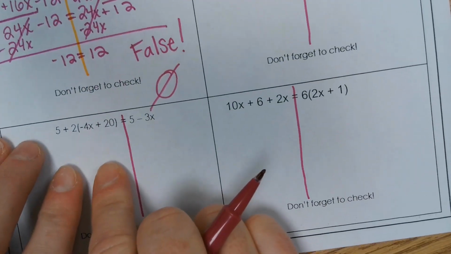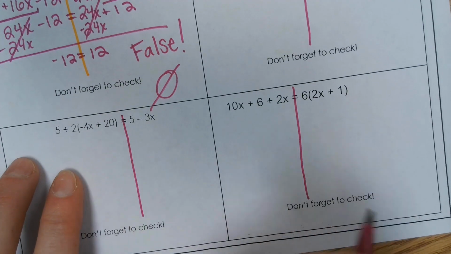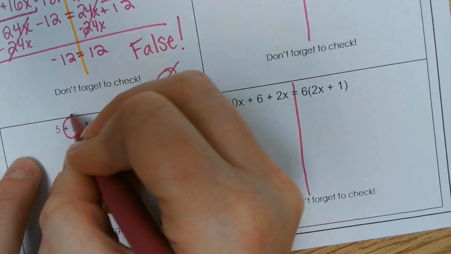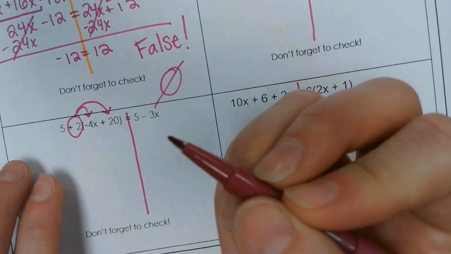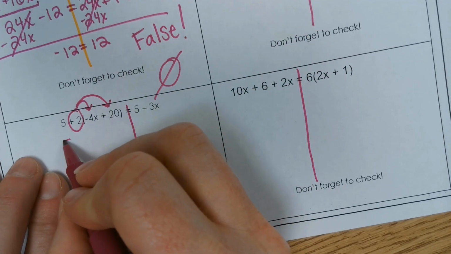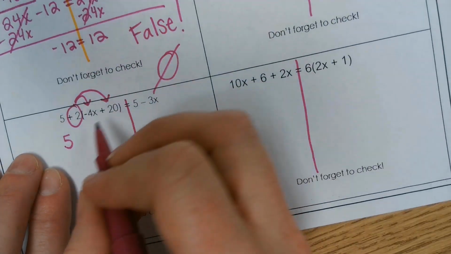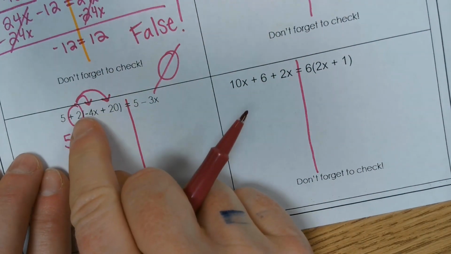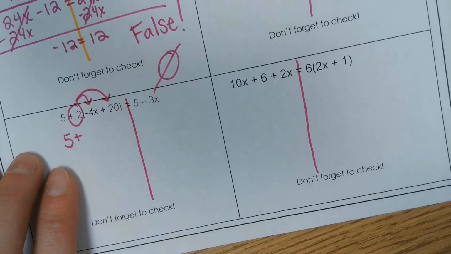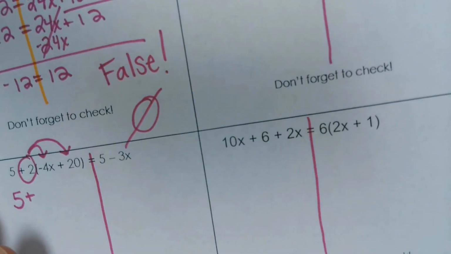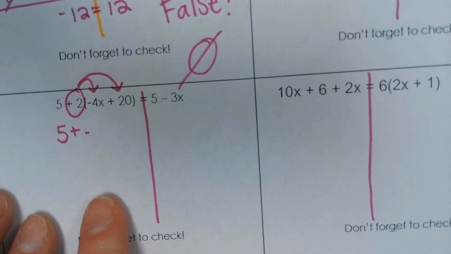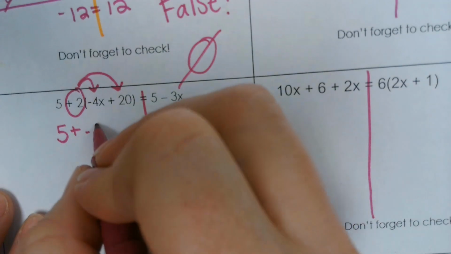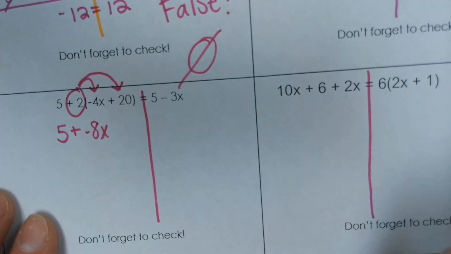So if we look, we're going to distribute the 2. Carry this down. And then I have 2 times a negative 4. That is a negative 8. Negative 4x.